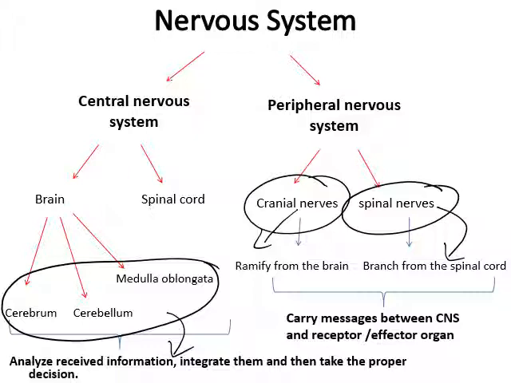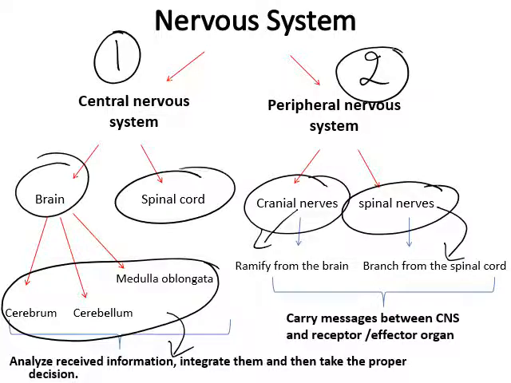So the nervous system is composed of two parts. One, central nervous system. Two, the peripheral nervous system. Central nervous system is composed of brain and spinal cord. Brain is composed of three parts, cerebrum, cerebellum, and the medulla oblongata. The peripheral nervous system is composed of cranial nerves and the spinal nerves. Cranial nerves ramify from the brain. Spinal nerves, from their name, ramify from the spinal cord. They carry messages between the central nervous system and the effector organs.